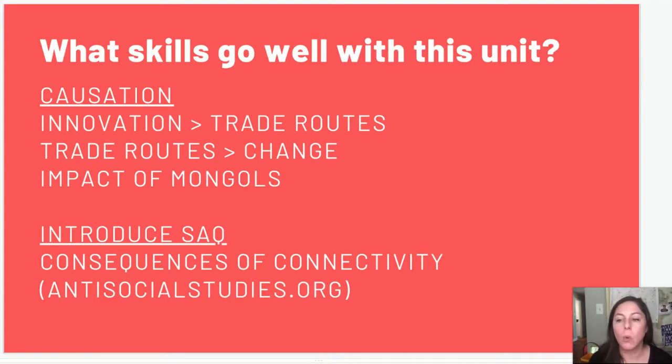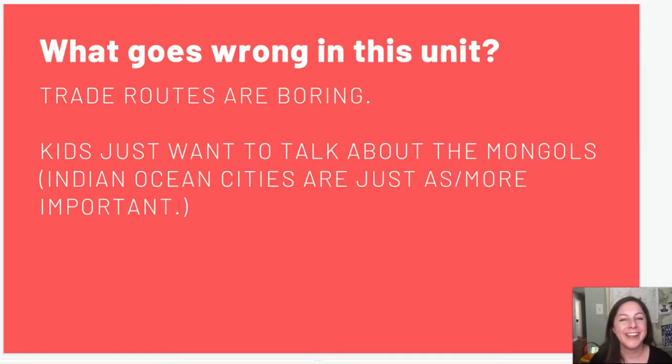All right. What does not go well in this unit? I find it's hard to make trade routes super interesting for kids. That's why I did that trading tourism one, to make it a little bit more lively. And really, kids just want to talk about the Mongols. They want to talk about the Mongols, or they want to talk about the Black Death in Europe. And they want to spend like a week on it. And teachers do as well. I want to just talk about the Mongols. I want to do a whole Black Death simulation where they pick the beans out of the bags and whatever, but you just don't have time for it.